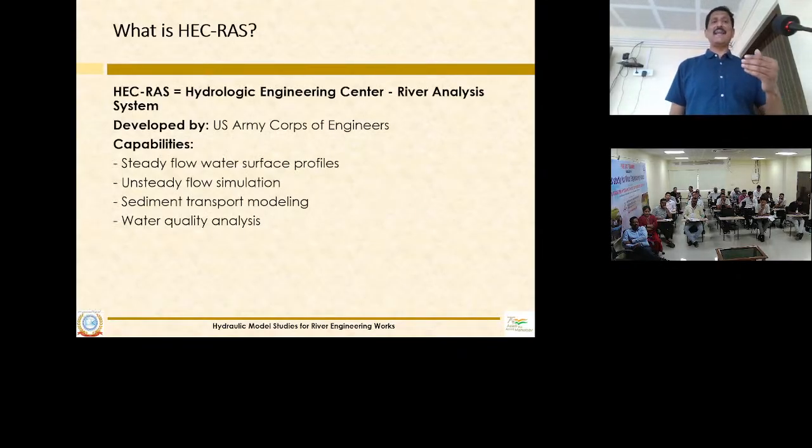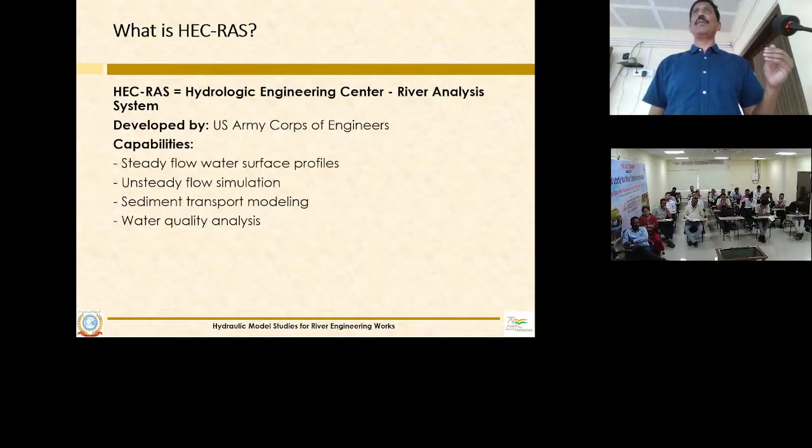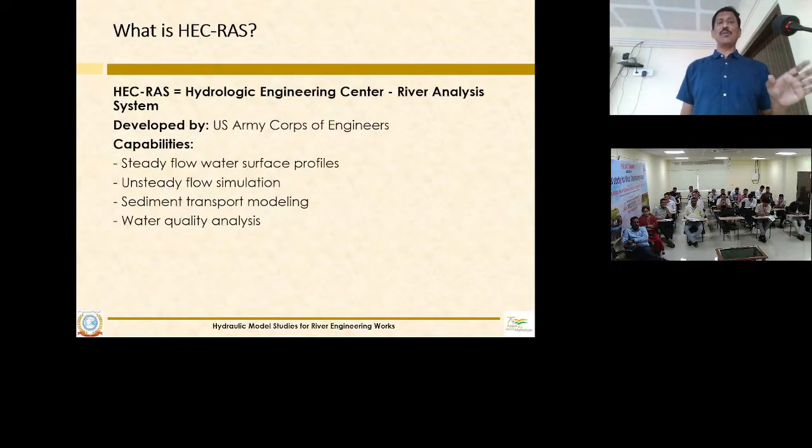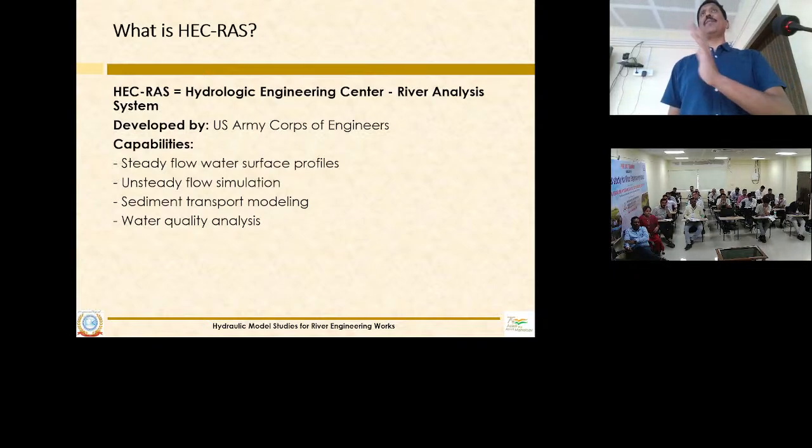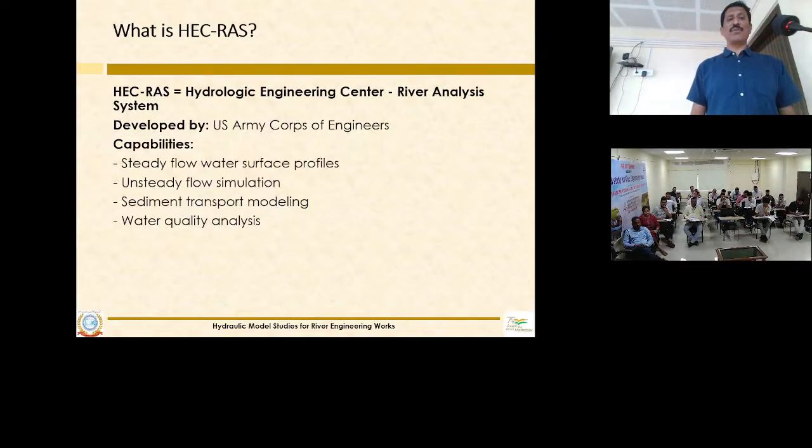So basically, HEC-RAS is a model developed by the Hydrologic Engineering Center, which is a division of the U.S. Army Corps of Engineers, and RAS stands for River Analysis System. HEC is the Hydrologic Engineering Center. RAS is the River Analysis System, and HEC-HMS is the Hydrologic Modeling System, the hydrological model. They are developed by the US Army Corps of Engineers.